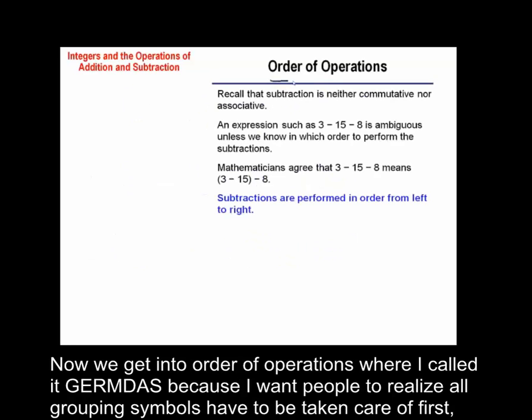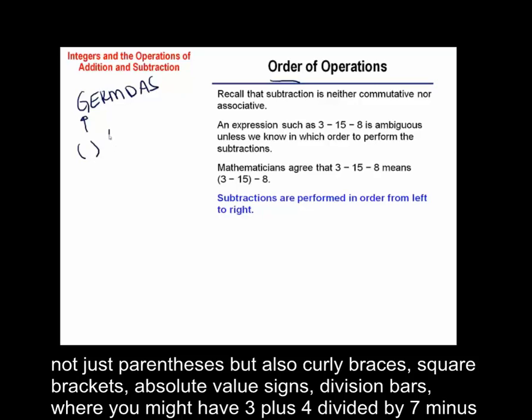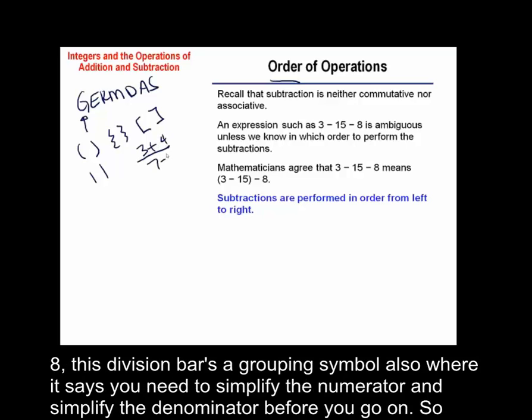Now we get into order of operations, where I called it GermDOS, because I want people to realize all grouping symbols have to be taken care of first, not just parentheses, but also curly braces, square brackets, absolute value signs, a division bar where you might have 3 plus 4 divided by 7 minus 8.